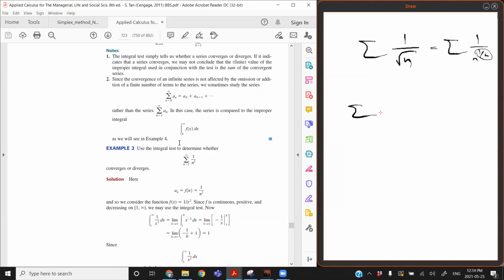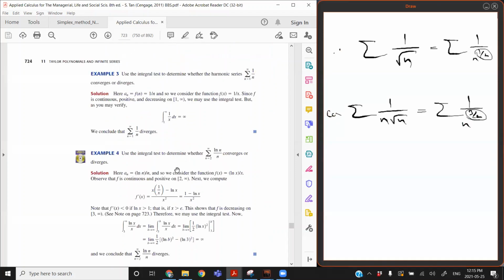Or if you have sigma, let's say 1 over n times root n, then this is like having sigma 1 over n to the power of 3 over 2. Then you can see that this one is convergent, because here p is 3 over 2. 3 over 2 is greater than 1. So this series here would be divergent, and this other series here would be convergent, because these are p series.